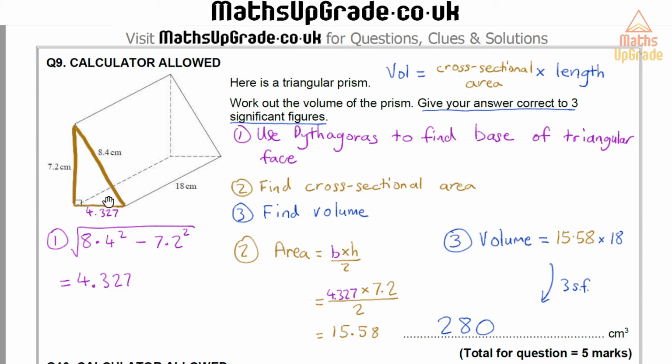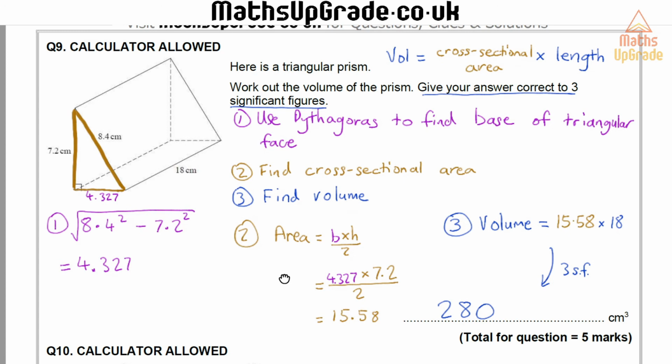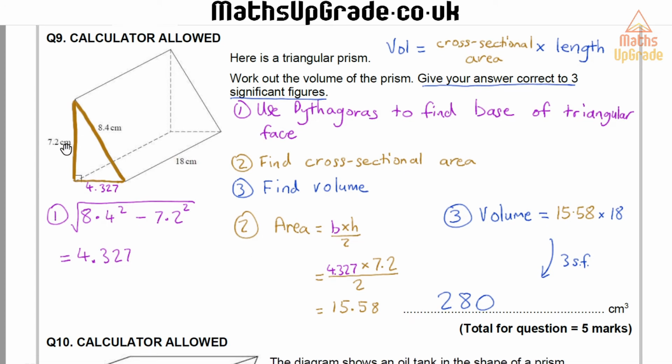From Pythagoras, I know that the square on this shorter side is the difference of the squares on the other two sides. So if I can do 8.4 squared, 7.2 squared, subtract and square root, that gives me 4.327 with a calculator. Now I can find the cross-sectional area, the area of this triangle. The area of a triangle is just given by base times height divided by 2. So if I multiply those two values together and then divide by 2, I'll get 15.58.